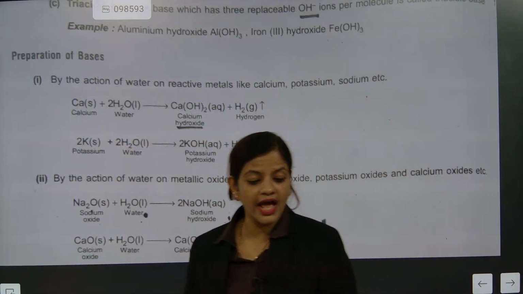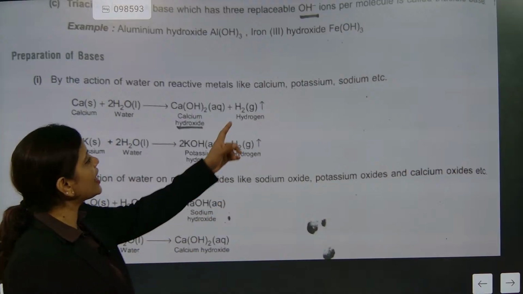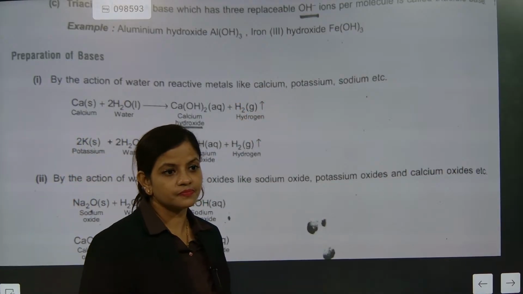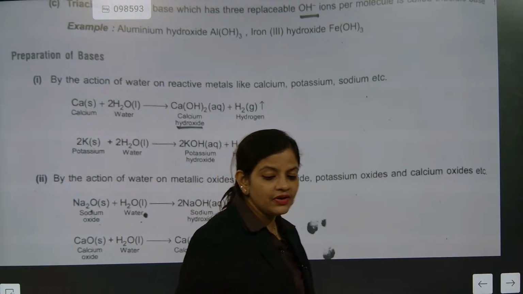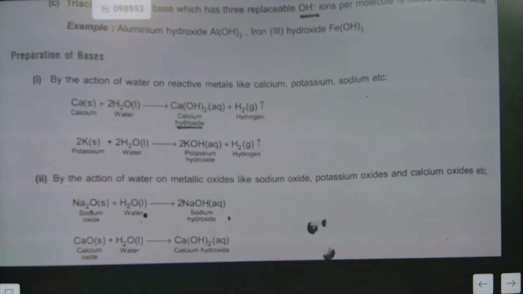Please note down the reaction very nicely, because they will not ask you to write the reaction. They will ask which gas is released. Understood? They will give you options, and that time only you will get confused. Which gas is released, all such questions they will be asking you.